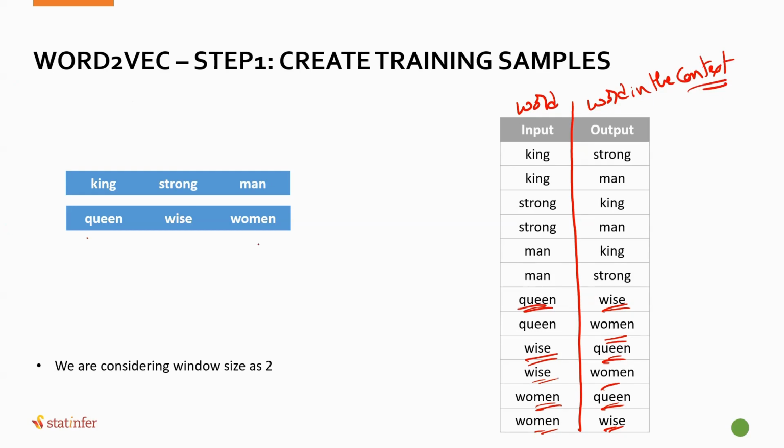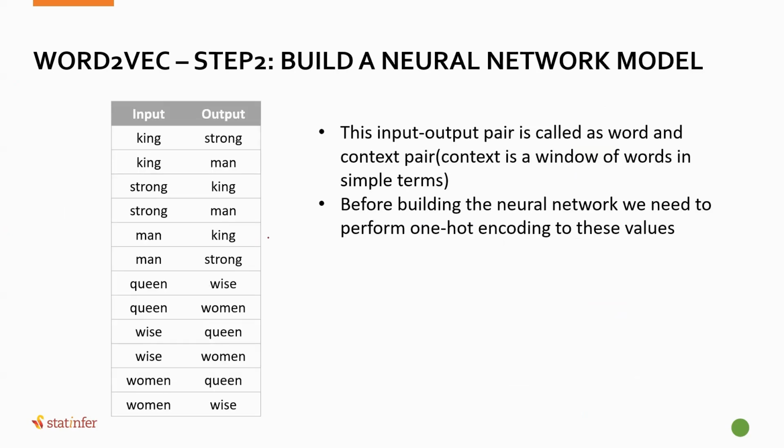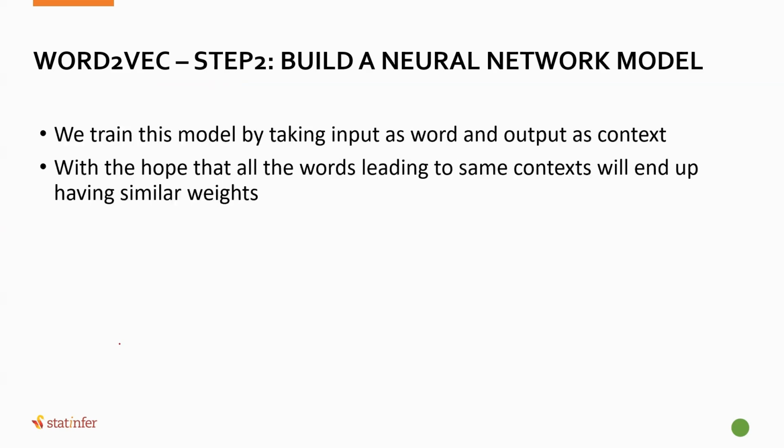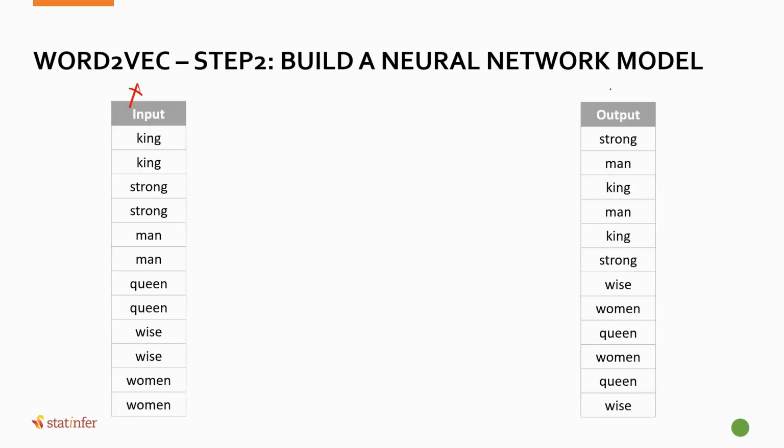Then step 2 comes into the picture. Step 2 is to build a neural network model by taking this as input and this as output. And it has to be a shallow neural network model. What's a shallow neural network model? It is only one hidden layer. If a neural network model has only one hidden layer, that is known as a shallow neural network. So we have to build a shallow neural network by taking this as X and this as Y.